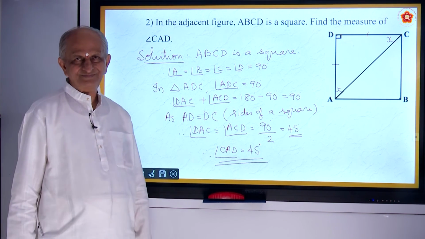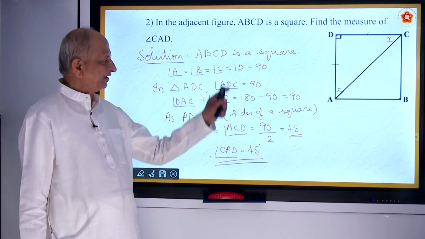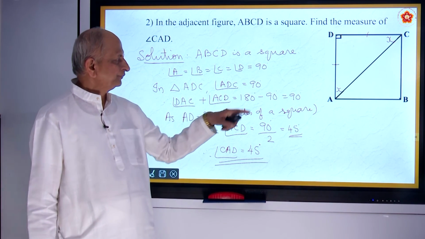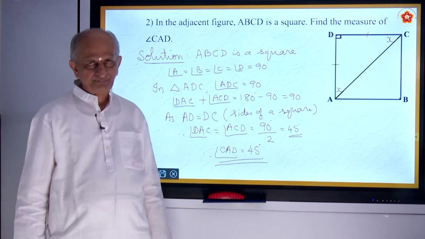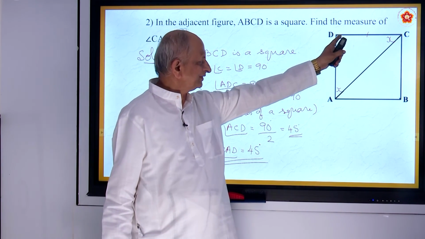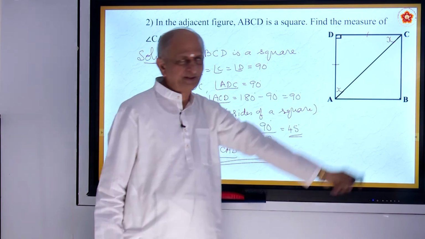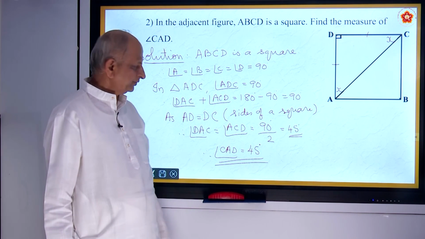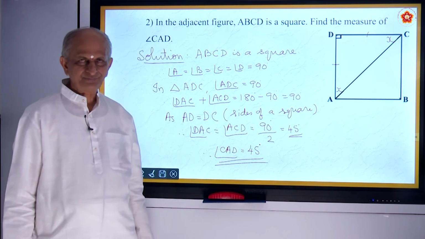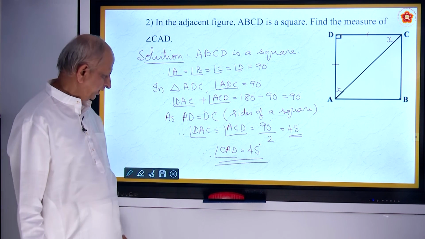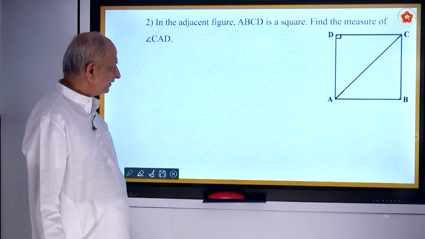Got it? First property that all sides are equal, and that is why it becomes an isosceles triangle. In the isosceles triangle, one angle is 90, therefore sum of these two must be 90. So each angle becomes 90 by 2, that is 45 degrees. Noted? Okay. We will pass on to home assignments.